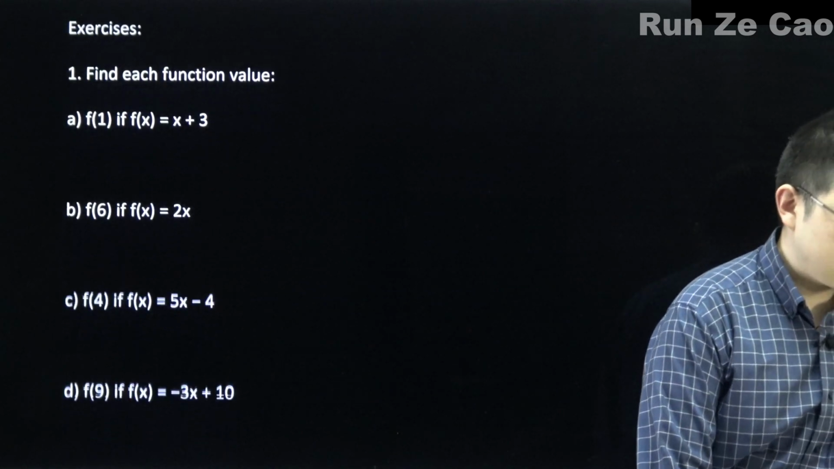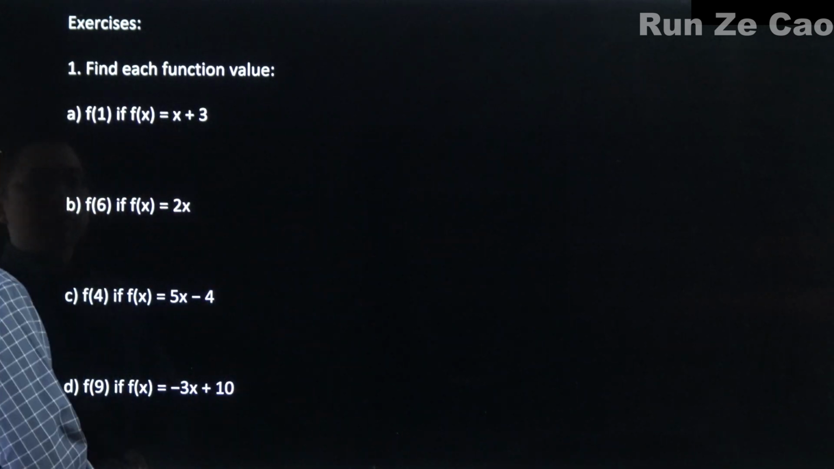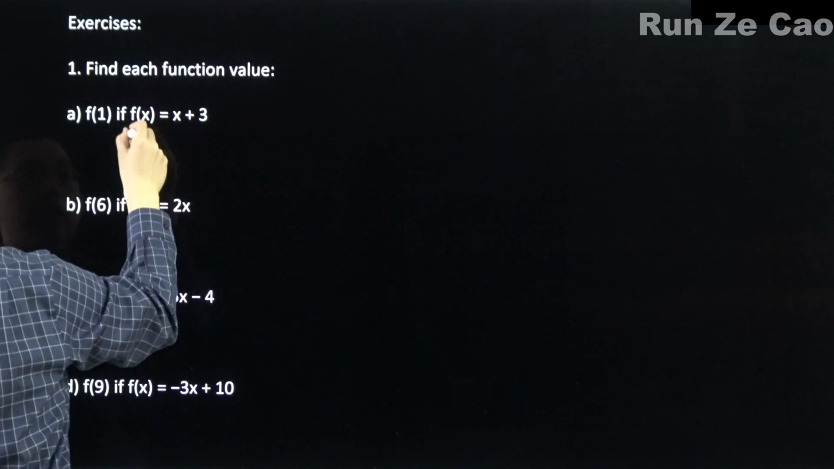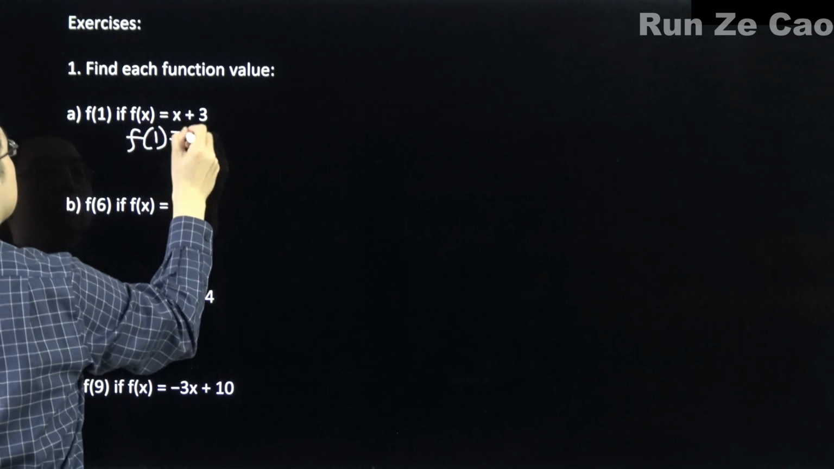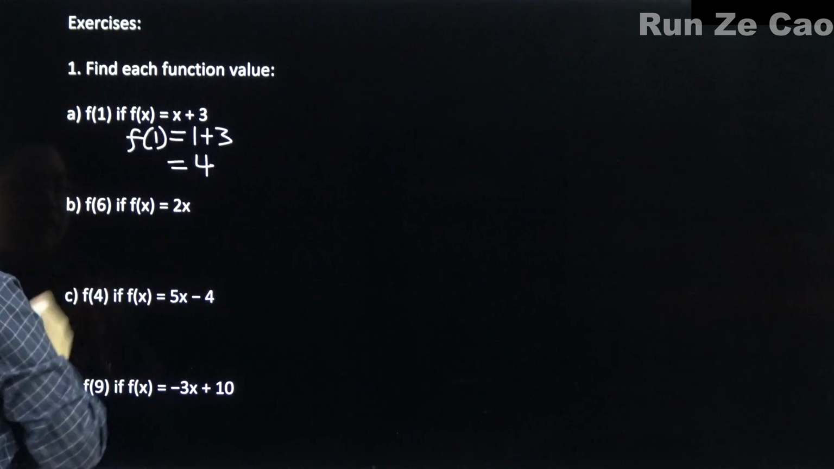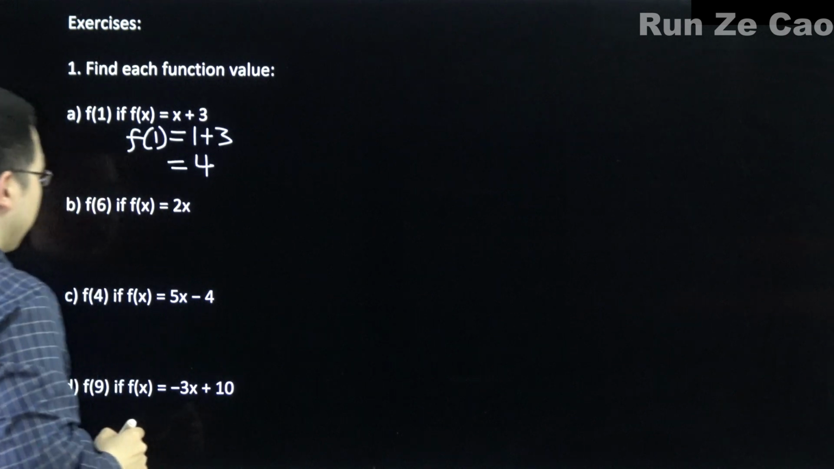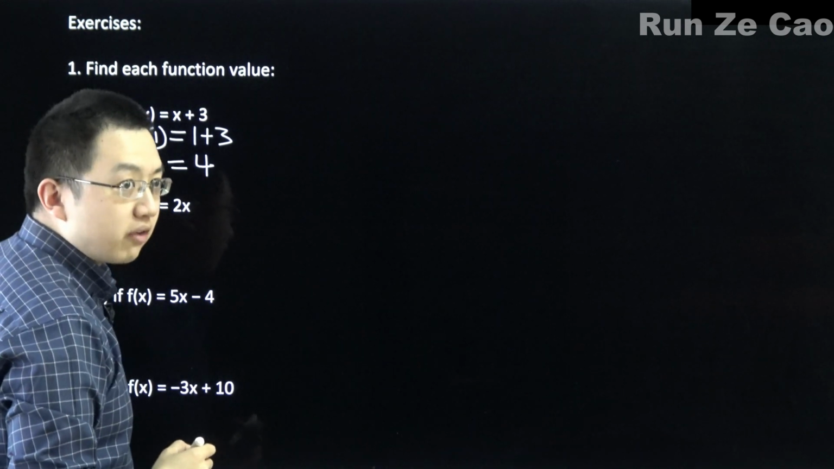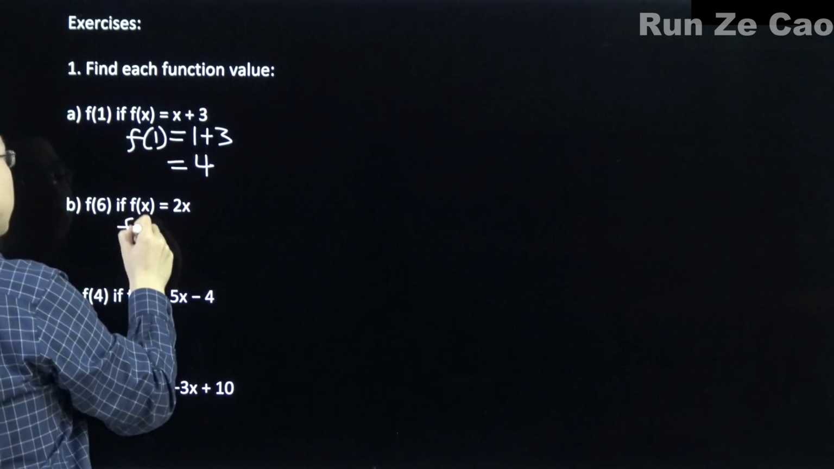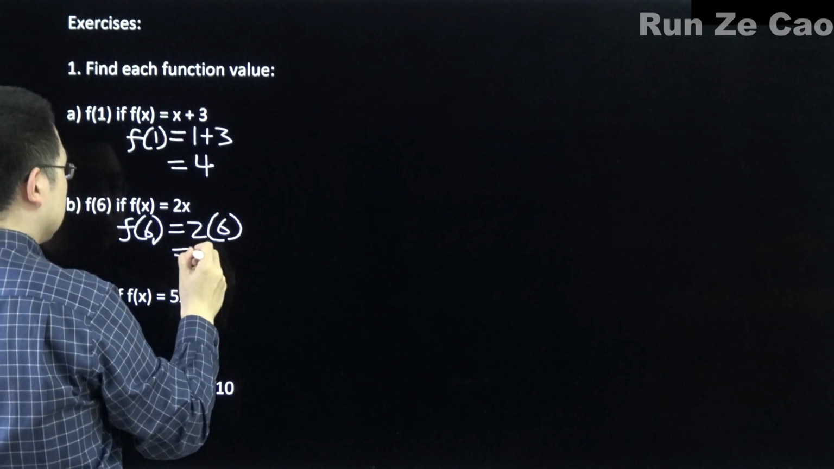Well, let's do some exercises. So f of 1, if f of x is equal to x plus 3, well, we substitute in and we get f of 1 is equal to 1 plus 3 equals 4. F of 6, if f of x equals 2x, so the function of x is equal to double the value of x, or x times 2. Well, then that tells us that f of 6 is equal to 2 times 6, which is equal to 12.